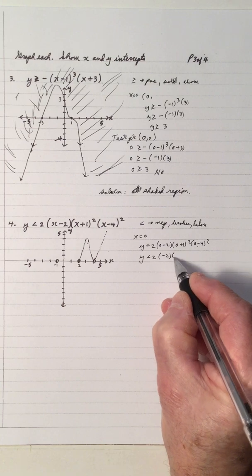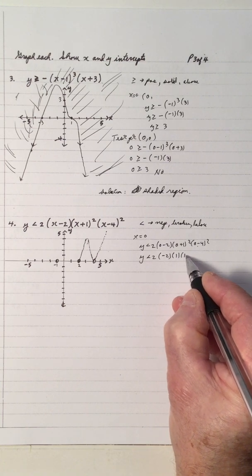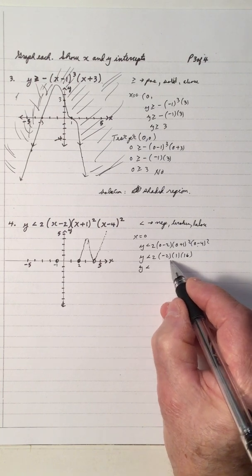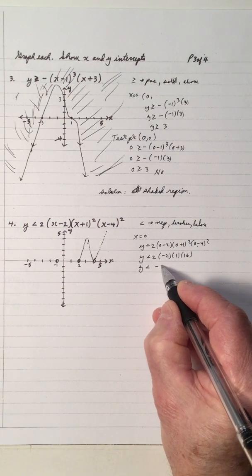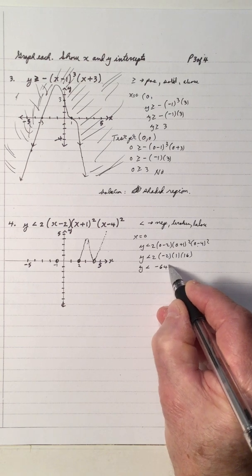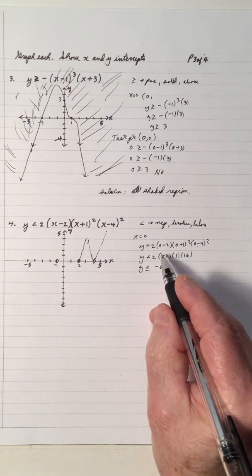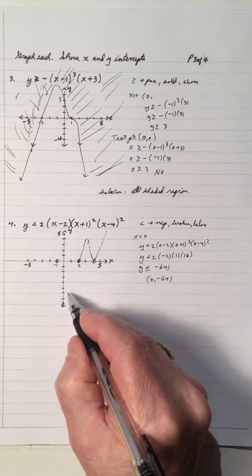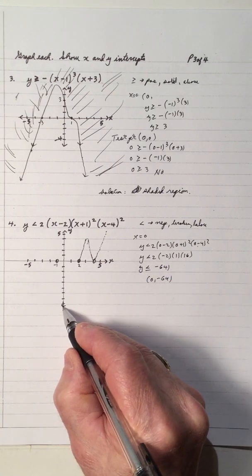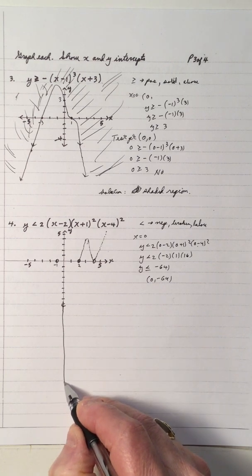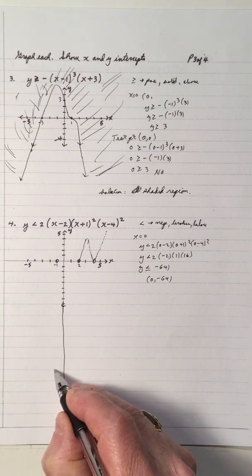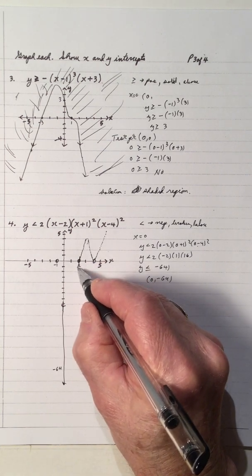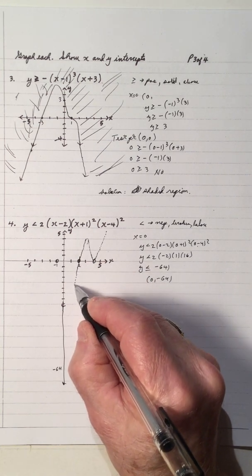That's negative 2. That's a 1. And that's a 16. So that's 4 times 16, which is negative 64. So when x is 0, y is negative 64. If I could draw this all the way down like that, let's pretend that this is negative 64 way down here. I have to come on down, and it's broken.